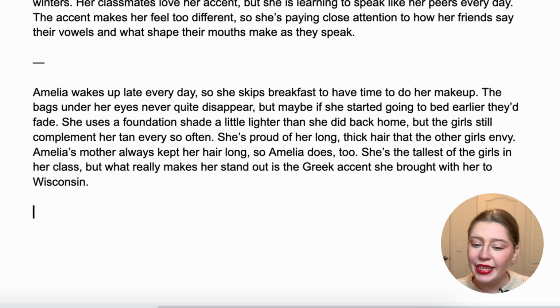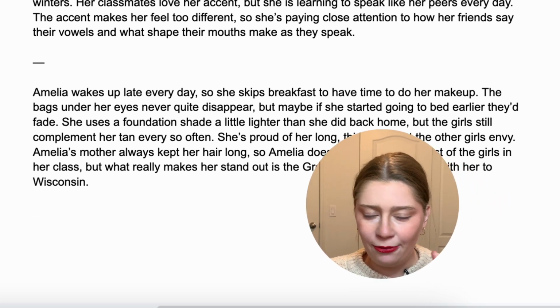Okay, so this one reads, Amelia wakes up late every day, so she skips breakfast to have time to do her makeup. The bags under her eyes never quite disappear, but maybe if she started going to bed earlier, they'd fade. She uses a foundation shade a little lighter than she did back home, but the girls still compliment her tan every so often. She's proud of her long, thick hair that the other girls envy. Amelia's mother always kept her hair long, so Amelia does too. She's the tallest of the girls in her class, but what really makes Amelia stand out is the Greek accent she brought with her to Wisconsin.